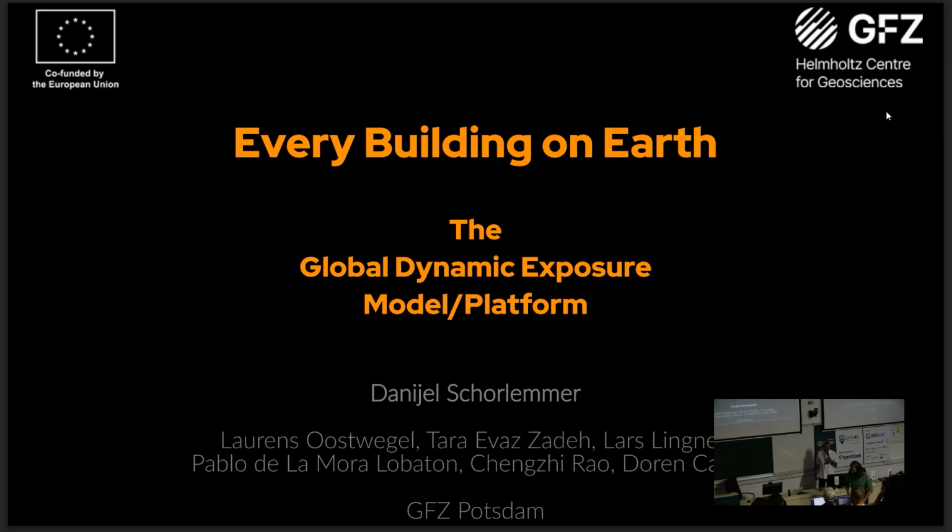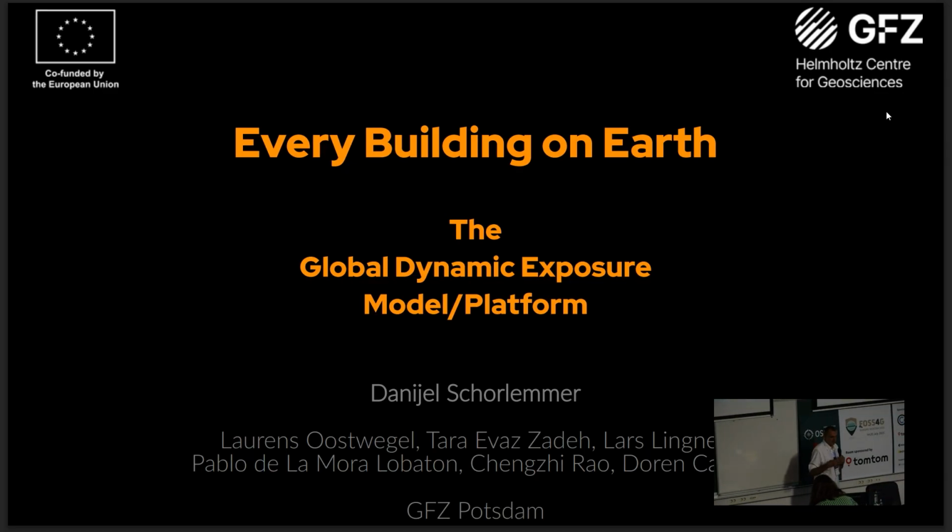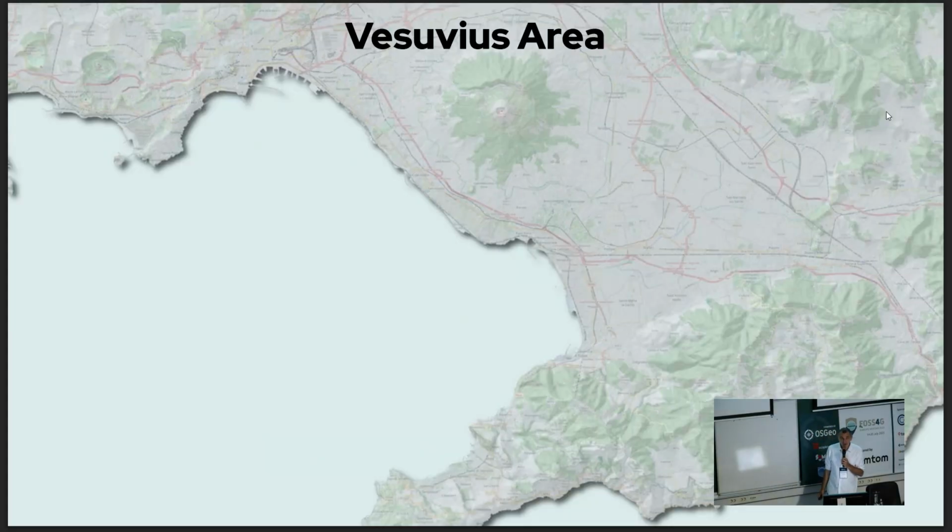So we're moving now from what we've just seen, basically data preparation, data providing from OpenStreetMap, to a data consumer, which is me. And I'm introducing you now to what we call the global dynamic exposure model, or platform, exposure in the sense of what buildings are exposed to natural hazards. So to motivate this a little bit, let's look at the Vesuvius area.